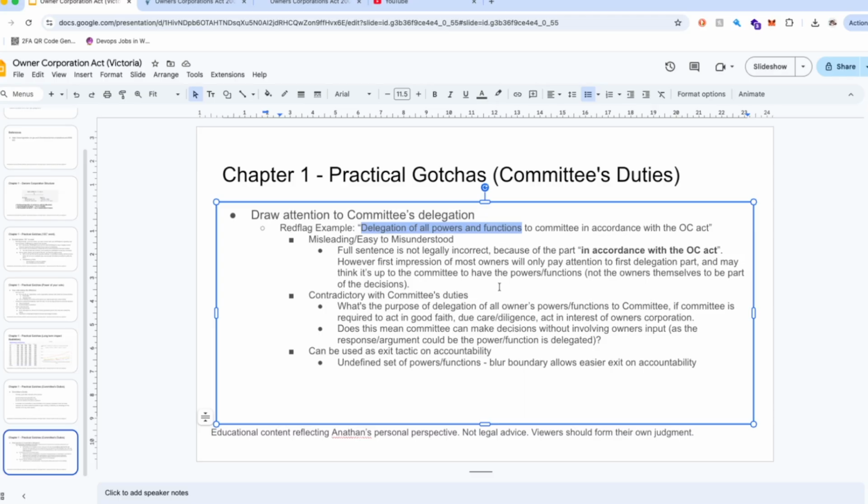And they may get into this mindset trap that it's up to the committee to have the powers and functions, and it's up to the committee to make decisions. It's not. They may think that the owners don't need to be a part of the decision. Now that's what I want to highlight. Don't get into that mindset trap.